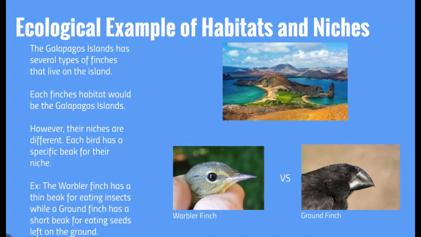An ecological example of habitats and niches would be the Galapagos Islands, which have several types of finches that live on the island. Each finch's habitat would be the Galapagos Islands. However, their niches are different. Each bird has a specific beak for its niche. For example, the warbler finch has a thin beak for eating insects, while a ground finch has a short beak for eating seeds left on the ground.